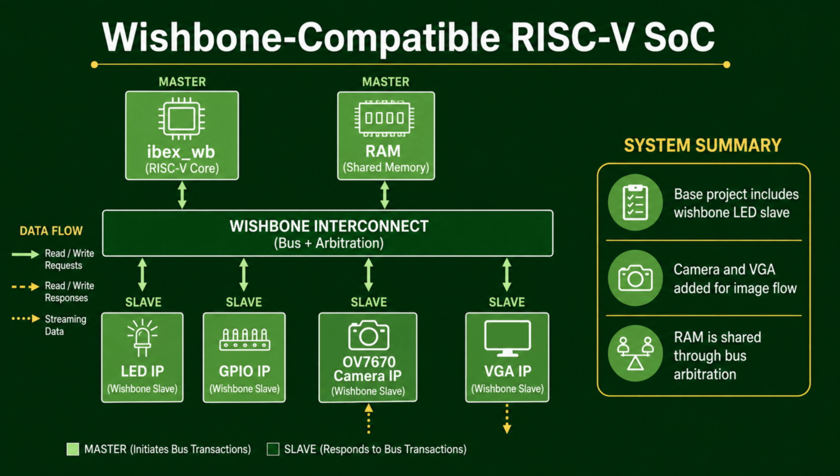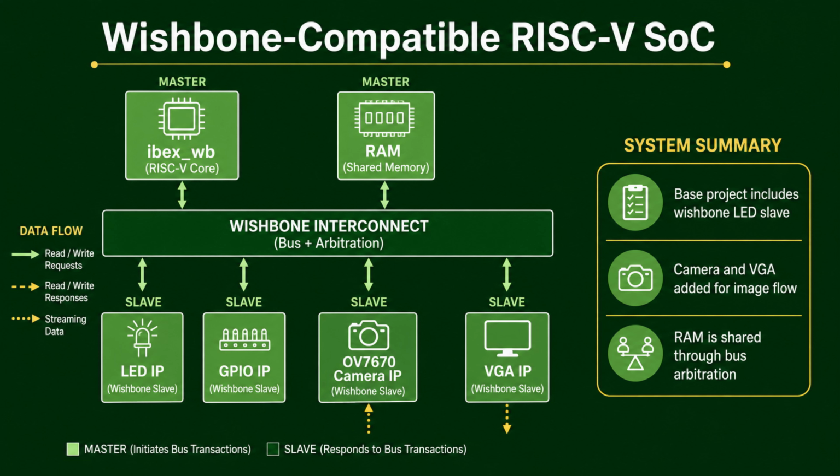The system can also include simpler peripherals, such as LEDs and GPIO. GPIO allows software running on the RISC-V processor to read switches or control outputs by accessing memory-mapped registers. This is what makes an SoC different from simply placing a processor on an FPGA. The CPU becomes only one element of a larger architecture. The processor can execute software, but dedicated hardware modules can operate alongside it.